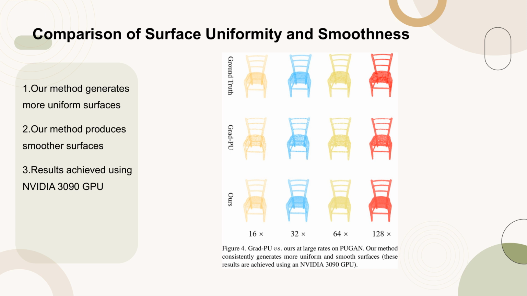Figure 4 presents a comparison between GradPU and our method at large rates on the PUGIN dataset. The primary focus is on the quality of the surfaces generated by each method. Our method consistently demonstrates superior performance in generating more uniform and smoother surfaces. These results were obtained using an NVIDIA 3090 GPU, highlighting the computational efficiency and capability of our approach. The visual and quantitative differences in surface uniformity and smoothness between our method and GradPU are evident, underscoring the advancements made by our approach in point cloud upsampling tasks.